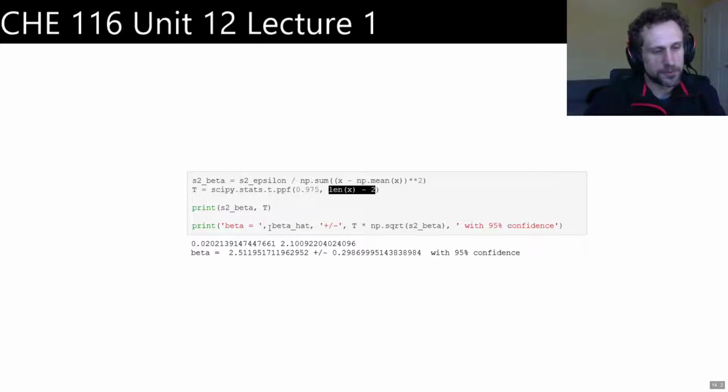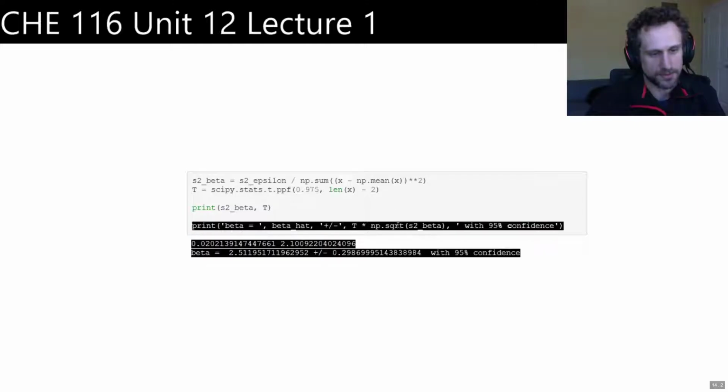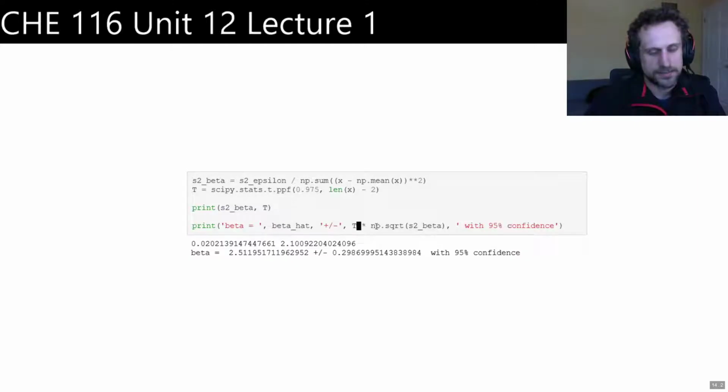So then my slope is going to be 2.51 plus or minus t times the square root, right? Because I computed this as the square, so I've taken the square root. t times the standard error. So it's 2.5 plus or minus basically 0.3. So I can now say that the slope is 2.5 plus or minus 0.3 with 95% confidence. So we have now computed our regression, and we have given confidence intervals for regressed parameters.